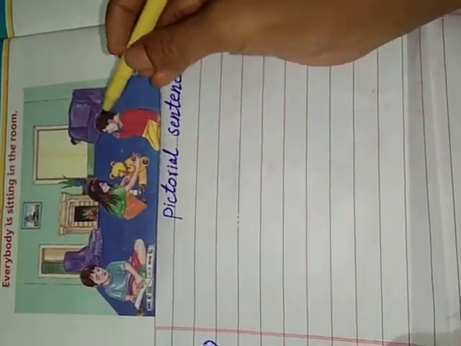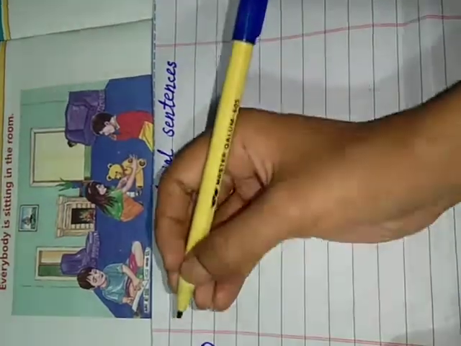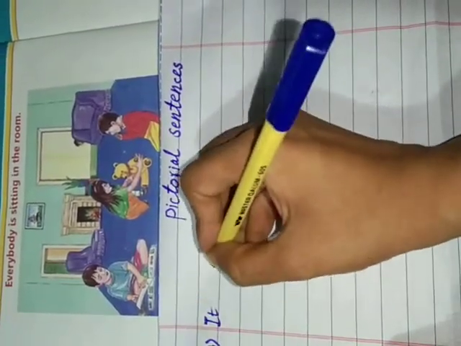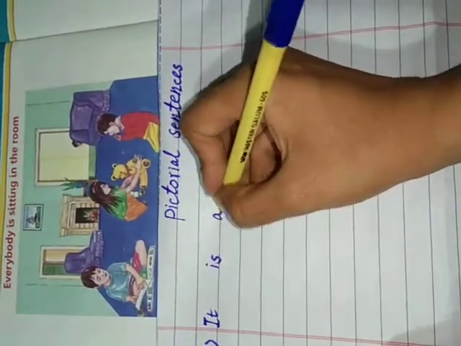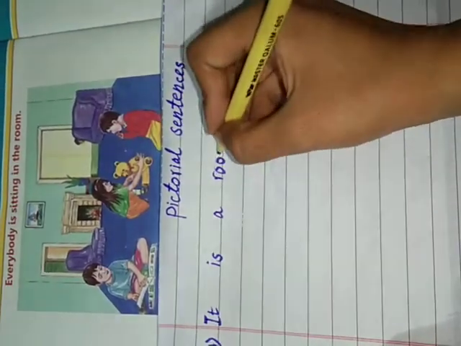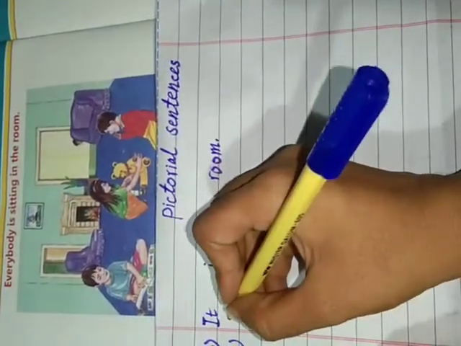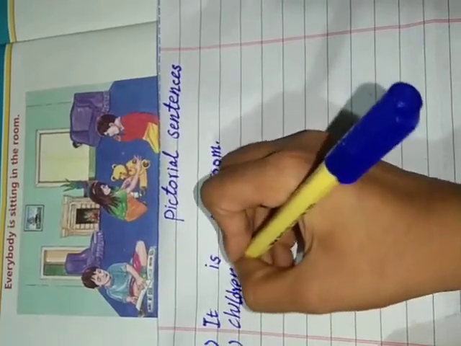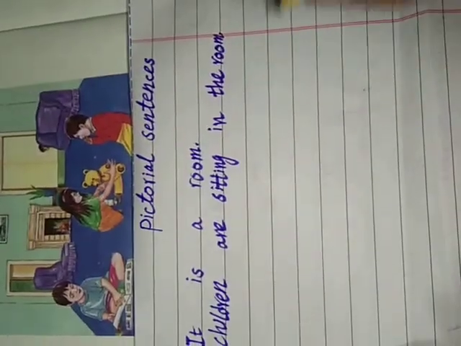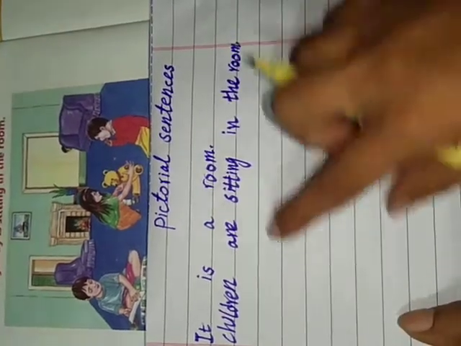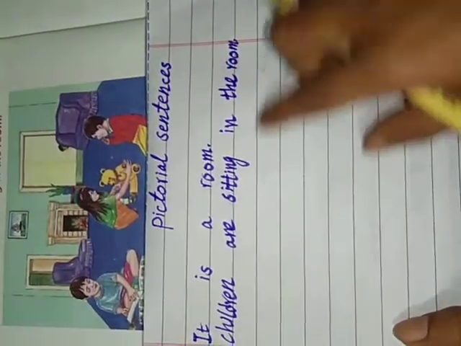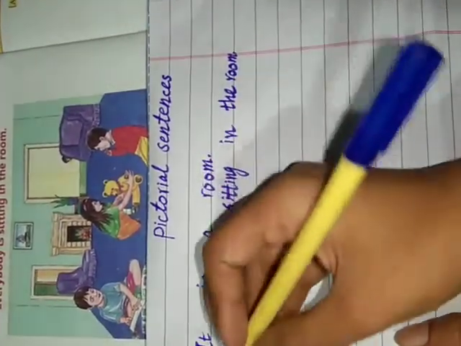Firstly, here we will write about place. What is it? It is a room. Here we are writing about place. It is a room. What are the children doing? We can say that children are sitting. Here we are writing about the action, which the action is performing by children. Children are sitting in the room.